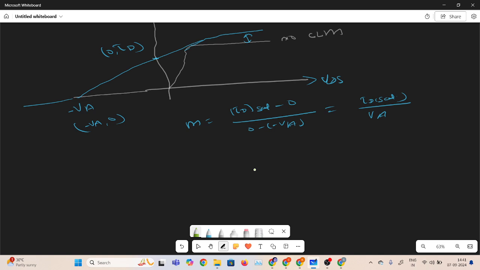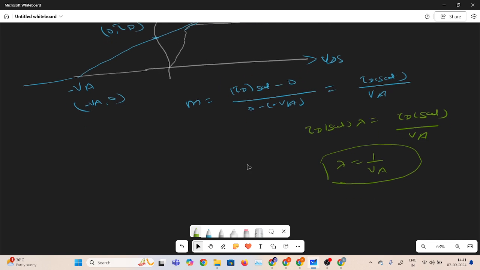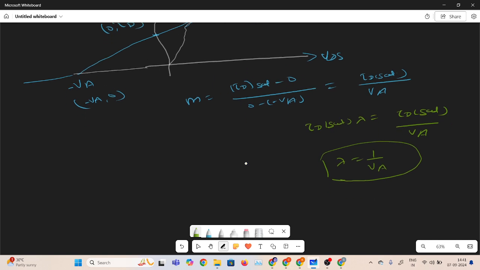So here I am replacing ID sat into lambda with ID sat divided by VA. So lambda is equal to 1 by VA, where VA is the early voltage, and the unit of lambda is 1 by volt. This is the channel length modulation parameter. Channel length parameter lambda is equal to 1 by VA, and the unit is volt inverse.